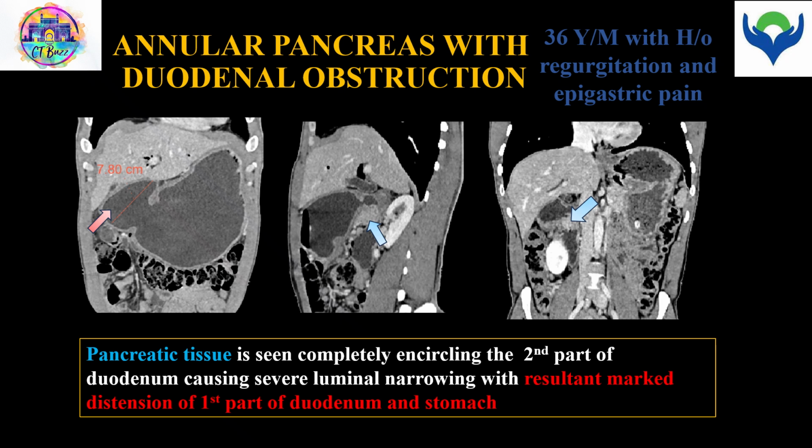Next, this is a very rare and interesting case of a 36-year-old male who came with complaints of regurgitation and epigastric pain, found to have annular pancreas with duodenal obstruction. Here we can see the pancreatic tissue. This is the pancreatic tissue completely encircling the second part of the duodenum, causing severe luminal narrowing of the second part, and with resultant marked distension of the first part of the duodenum and stomach.